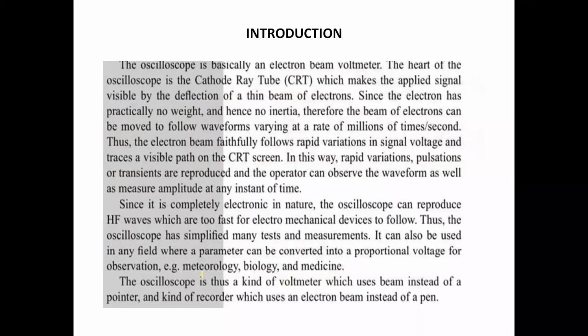Next. So what is this oscilloscope? This oscilloscope is basically an electron beam voltmeter. It is also nothing but a voltmeter. But here we are not using any magnetic field. Here we are not using any permanent magnet or PMMC. What we are using here is an electron beam.